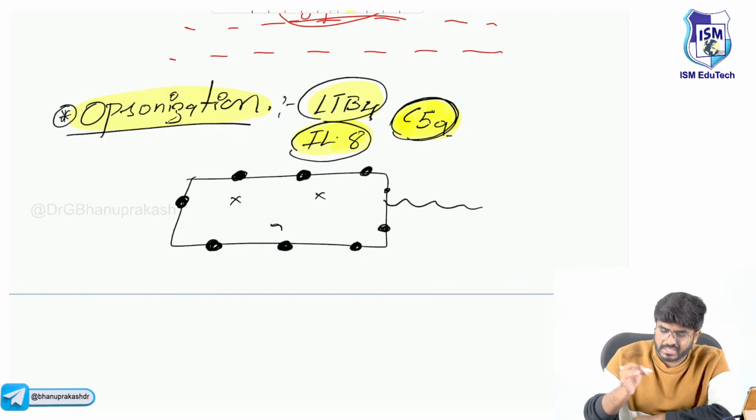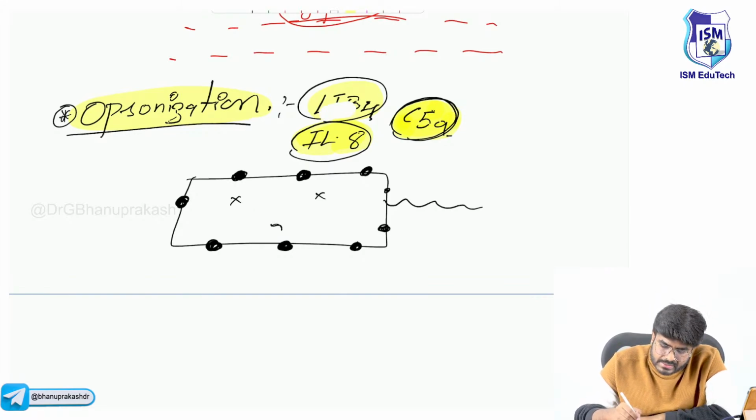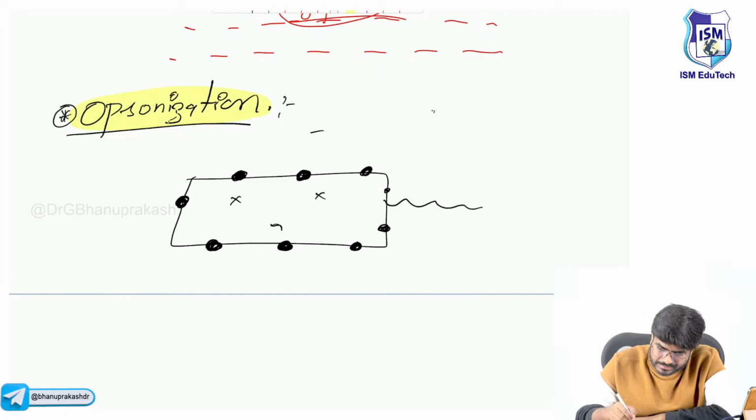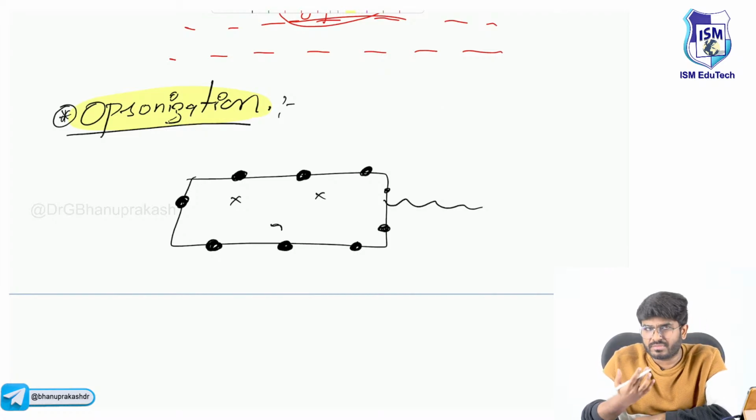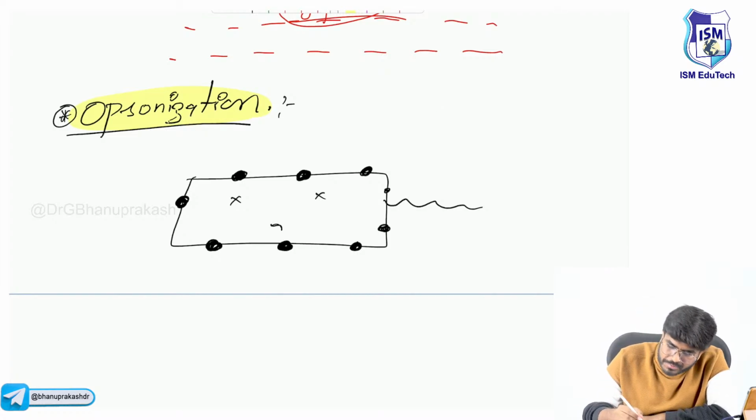Just one small mistake I made. Sir, these are not the opsonins, these are the chemotactic agents. Just one minute, one small change from my side. So what are the options? Options are C3b and FC portion.